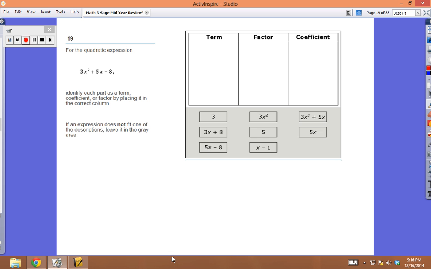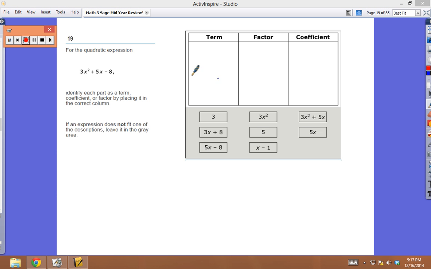Okay, 19, the quadratic expression, the terms, the factors, and the coefficients. Alrighty, the terms, the factors, and the coefficients.